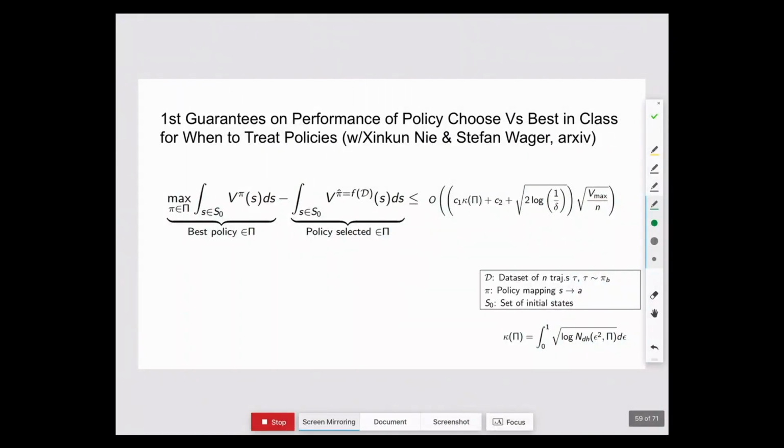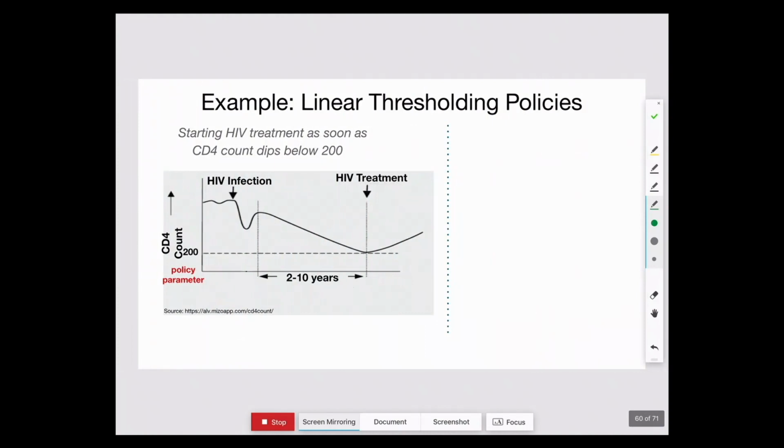So this is a recent result that we have with Xinquan Ni and Stefan Wager. Xinquan is a computer science student at Stanford, and Stefan is a professor in the business school and a terrific statistician. And so we've answered this for a particular set of policy classes. The idea is that it doesn't just have to be linear, but we're going to think about when-to-treat policies. The idea being something like you don't make any decisions until one time point, and then you make a particular one of A decisions.